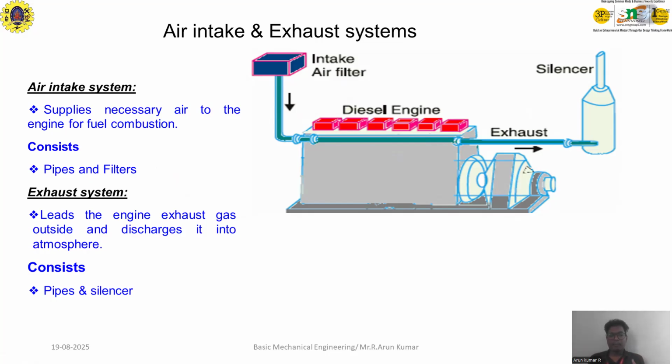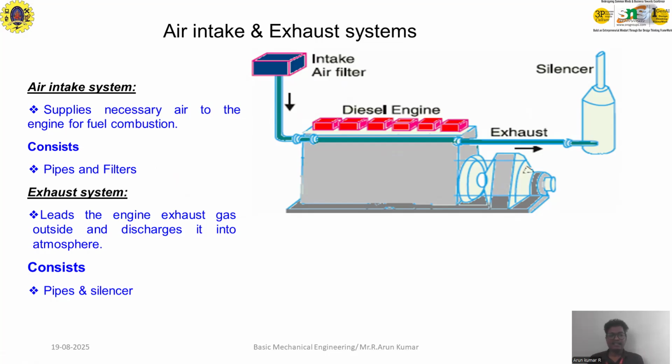For example, we supply air to the engine for fuel combustion, and the process of combustion generates heat. That is the main purpose, that is why we have to use the air. So purified air has to be passed to the engine, so there are n number of filtration stages. We pass the air through the filtration stages, and then it can be burned. It consists of pipes and filters.